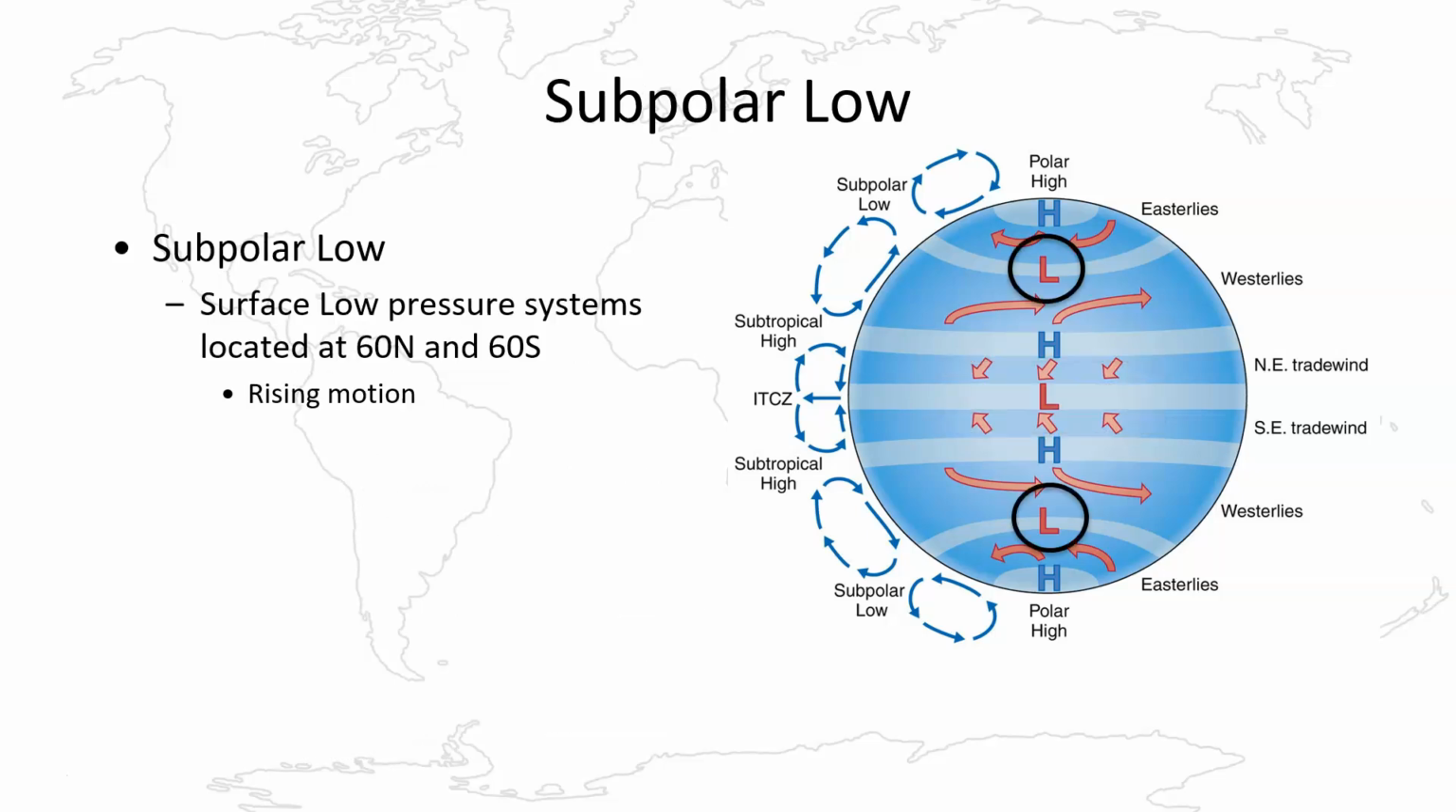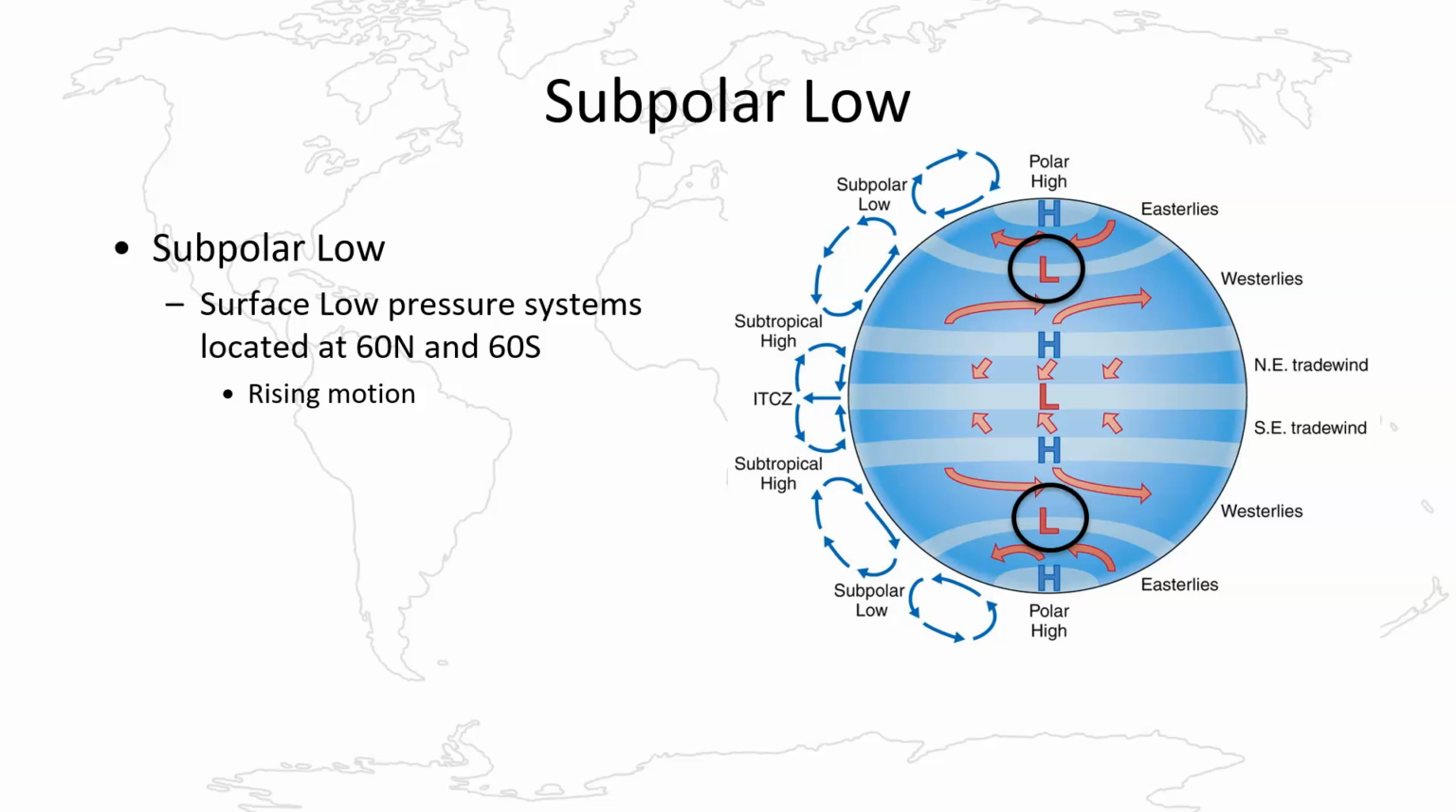The next pressure feature that we have to talk about is one that's found at 60 degrees north and 60 degrees south. This is the subpolar low. It exists due to complex dynamic reasons, but you don't need to know the specifics. Just know that it's there and found at these latitudes. Because it's a surface low pressure system, winds are going to converge and have nowhere to go but up, and so you get rising motion at these locations.